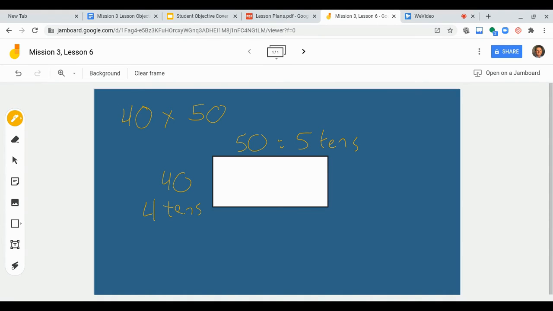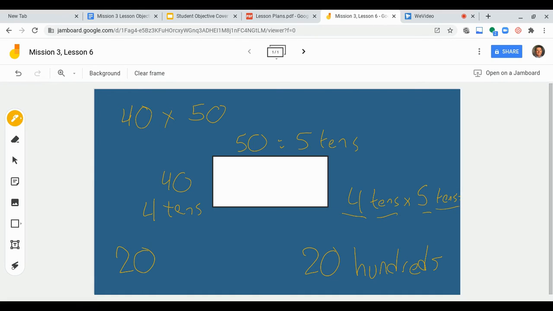So really all I'm asking myself is, okay, I have 4 tens times 5 tens. And we're finding the product of that, the answer to our multiplication problem. So I just asked myself, well, what's 4 times 5? 20. And what's a 10 times a 10? It's 100. So 4 tens times 5 tens equals 20 hundreds. Now, I want to write it in standard form. So what's 20 hundreds in standard form?